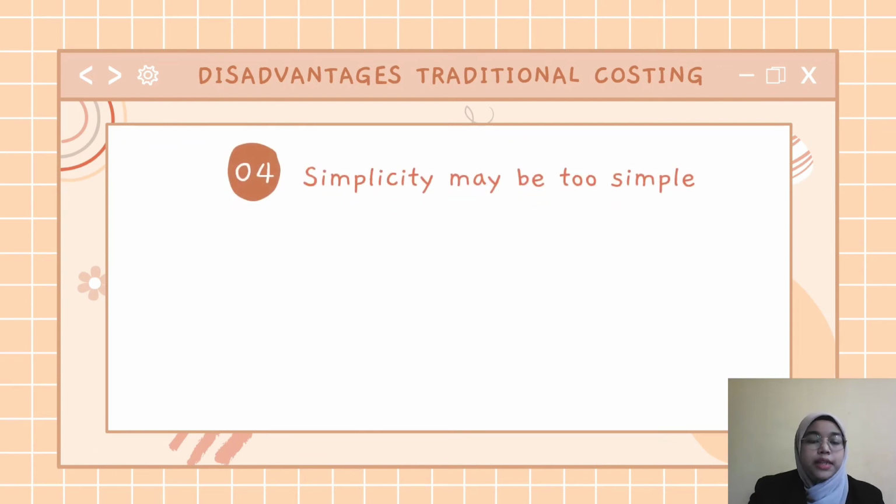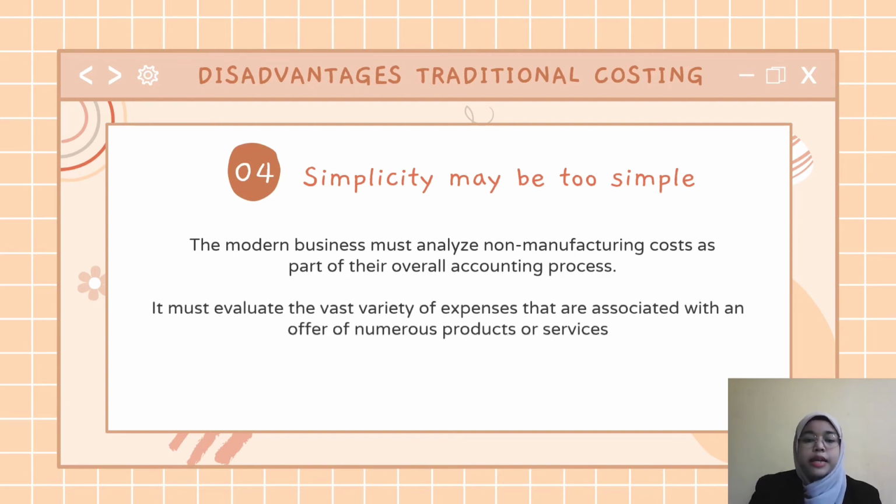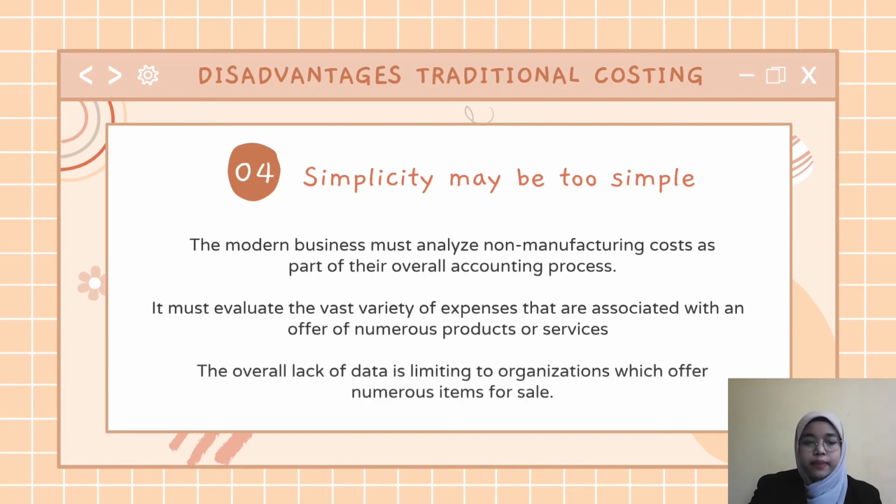The fourth disadvantage of traditional costing is that its simplicity may be too simple. The modern business must analyze non-manufacturing costs as part of their overall accounting process. It must evaluate the vast variety of expenses that are associated with an offer of numerous products or services. The overall lack of data is limiting to organizations which offer numerous items for sale. They cannot receive the information from the traditional costing system, although these calculations are easy and the information is easy to convey to others.